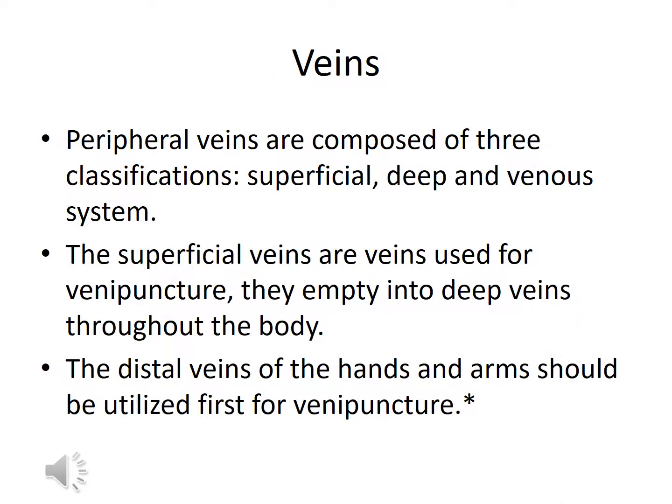Peripheral veins are composed of three classifications. You have superficial ones, which are ones you can see right on top. You have deeper ones, which may be ones that you can feel. And then you also have the whole venous system that is much deeper and connects them all. The superficial veins are veins used for venipuncture, IV therapy. They empty into the deep veins in the body.